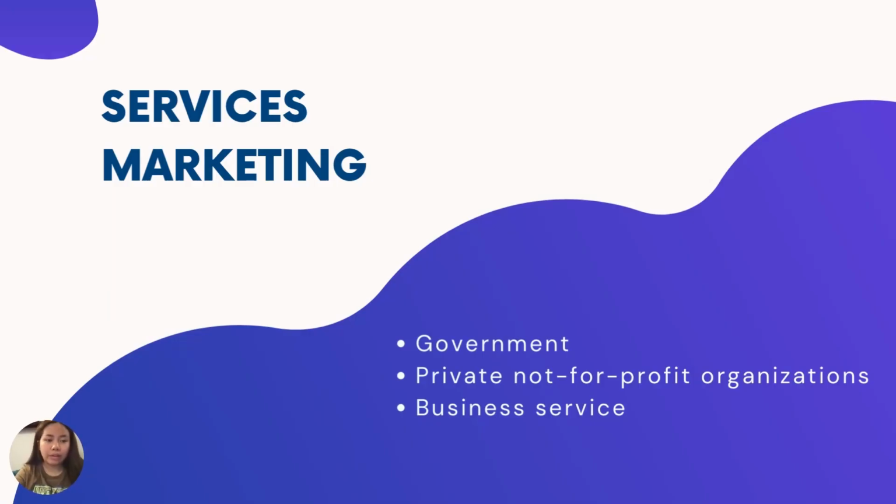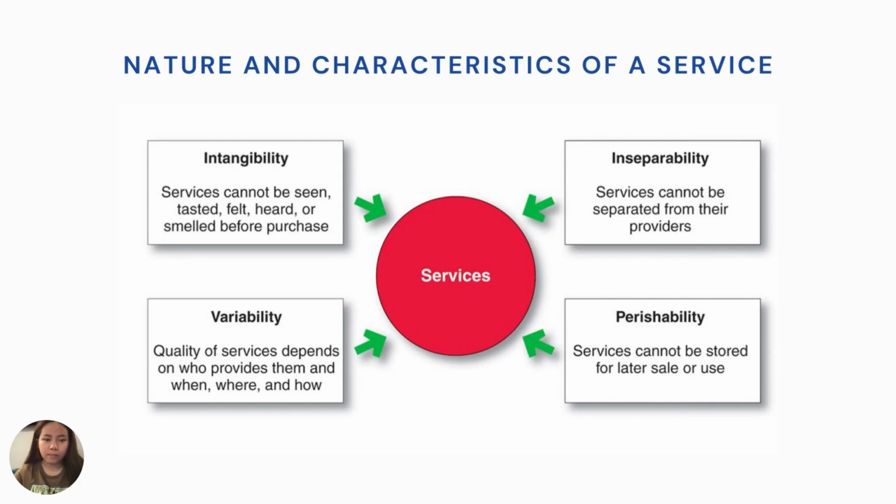Today, I will summarize services marketing. Service industries vary greatly. There are three types of service industry: government, private not-for-profit organizations, and business services. First are the nature and characteristics of services. Intangibility: the service cannot be seen, tasted, felt, heard, or smelled before purchase.